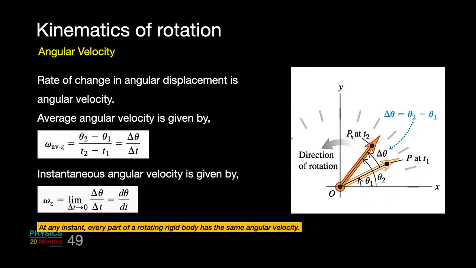If you have a rigid body, then all the points of the rotating rigid body have the same angular velocity. We have to remember this, we are going to use this fact. So if the angular velocity of one point is given, then the angular velocity of all the points is going to be the same if it's a rotating rigid body. Please remember that.